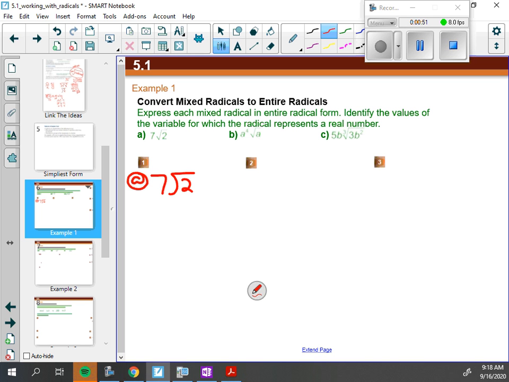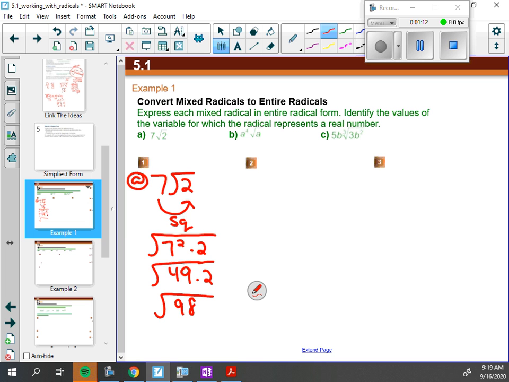Good. So when you put this underneath, it's going to get square rooted, so you have to counteract that by squaring it. So what you'll have underneath is 7 squared, now getting multiplied by that 2. And 7 squared is 49. So we have 49 times 2, and that's equal to 98. So this is the same as the square root of 98.